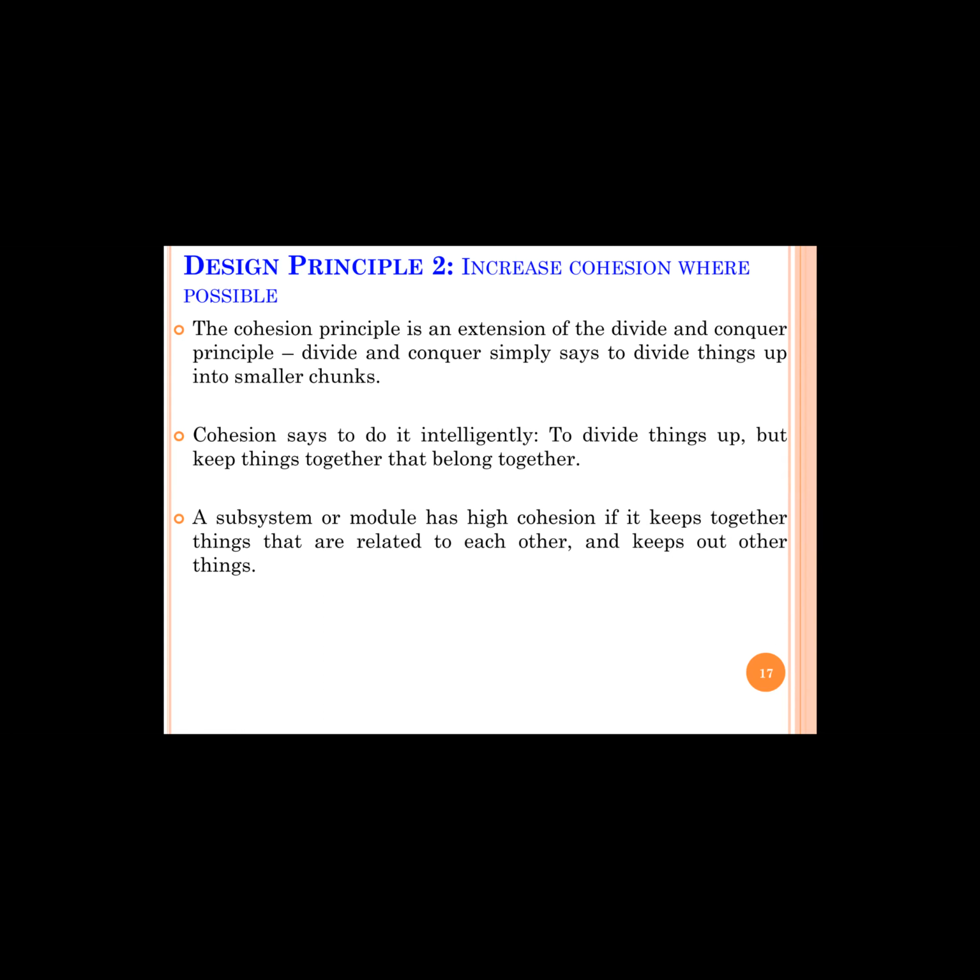A subsystem or module has high cohesion if it keeps together things that are related to each other and keeps out other things. So we have to divide in such a way that each subcomponent fulfills an operation so that the cohesion is high.